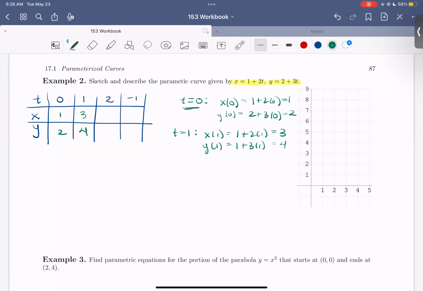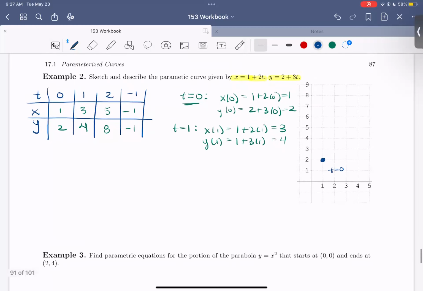All right, so when t is 2, we should be getting 5 and 8. When t is -1, we should be getting -1, -1. We're not given the constraints of what t is, so we can assume that we can use any t in this particular example. Let's go ahead and now plot these values for x and y. Starting at t equals 0, which is always our natural place to start, we look at the point 1, 2. Then when t equals 1, we have the point 3, 4. So we're over here.